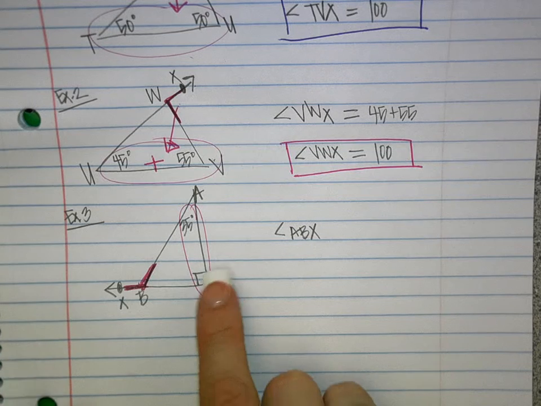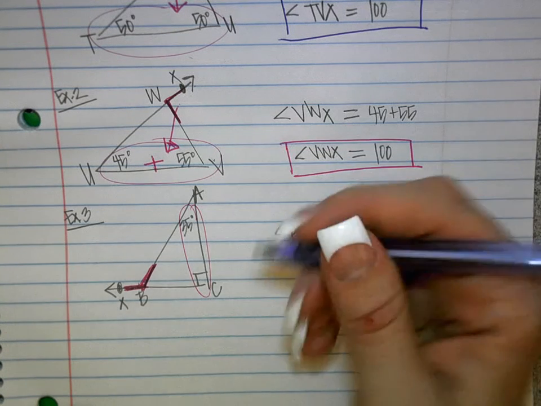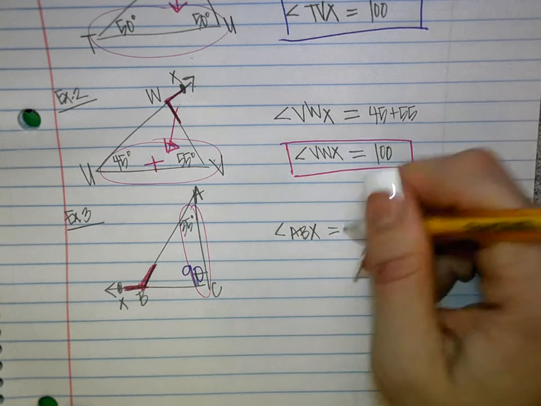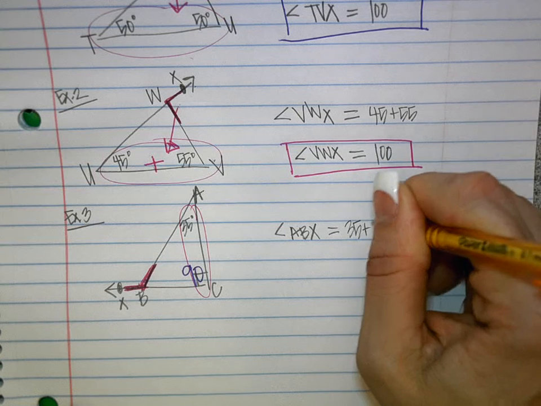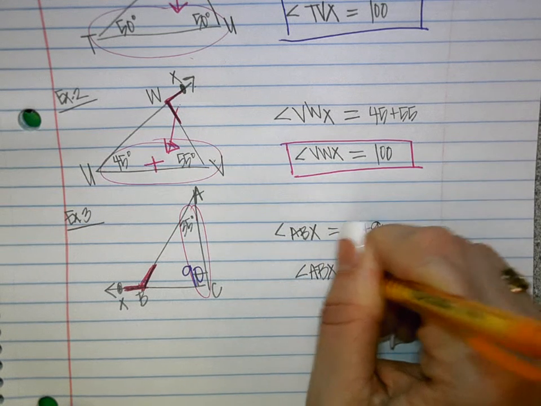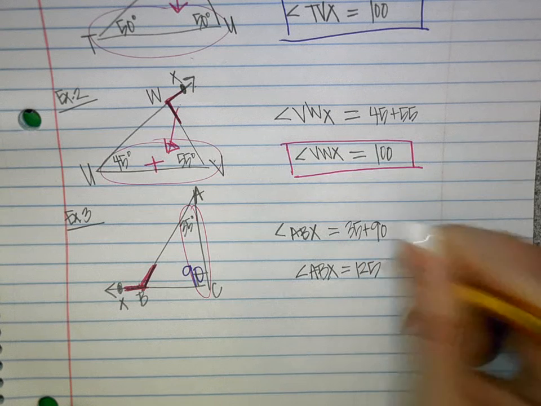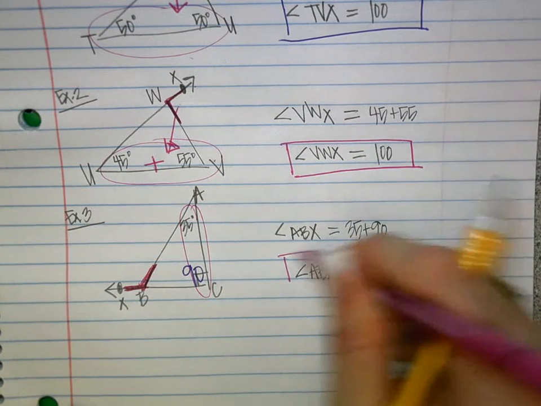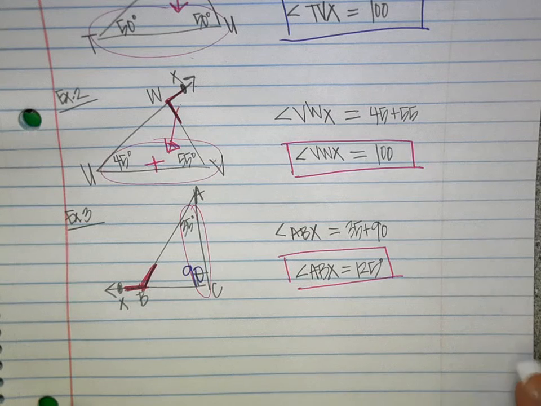Here, what am I missing though? A 90. You know that since it has a little square in the corner, it's equal to 90. Then all you have to do is add these together. So 35 plus 90 gives you the measure of angle ABX is equal to what? 125. Perfect. Degrees, sorry, I'm trying to be good about being exact. ABX is equal to 125 degrees.